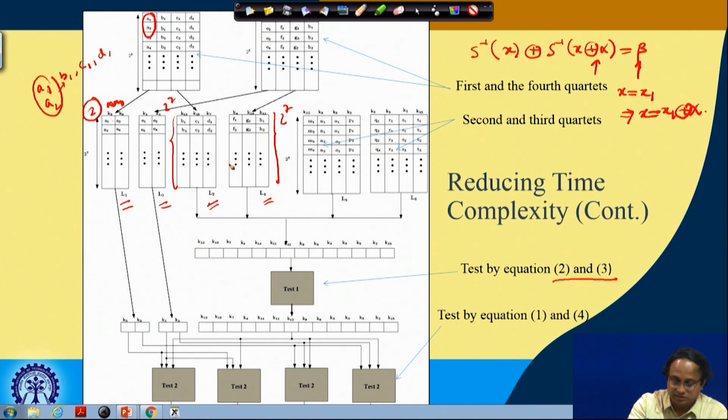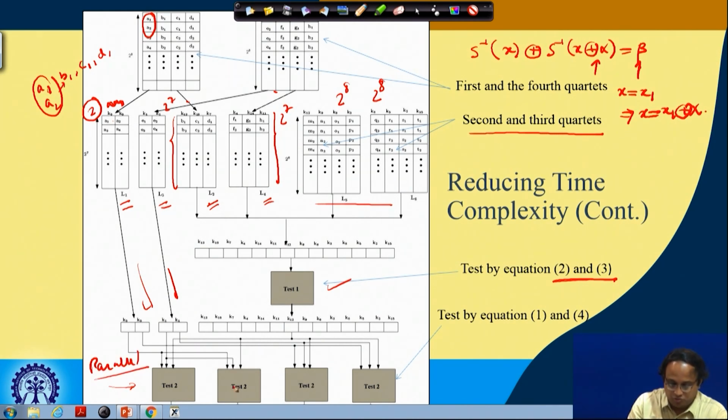So I take this 2 power of 7, this 2 power of 7, and for the other key quartets, the second and third, there are 2 power of 8 and 2 power of 8 values. So totally if I multiply, I get 7 plus 7, 14, plus 16. I take them and reduce them by test 1, which is my equations 2 and 3. Then I bring K0 and K1 and reduce them by test 2. Remember, in test 2 I can parallelize this process, so you can do this test in parallel, and further reduce it.